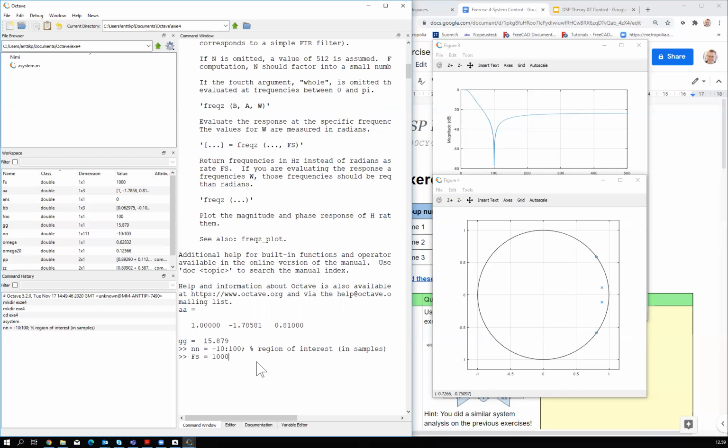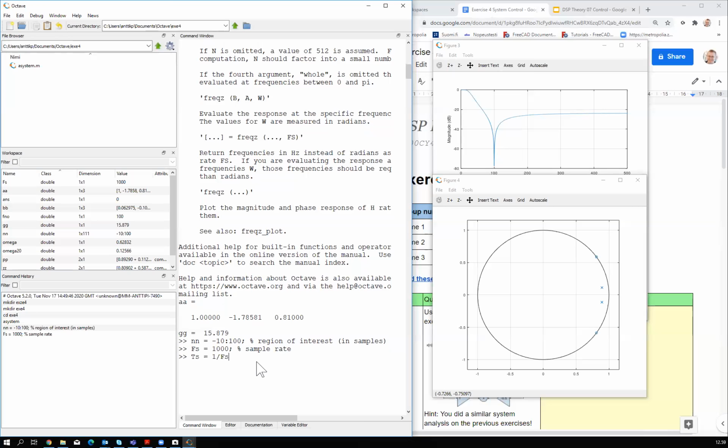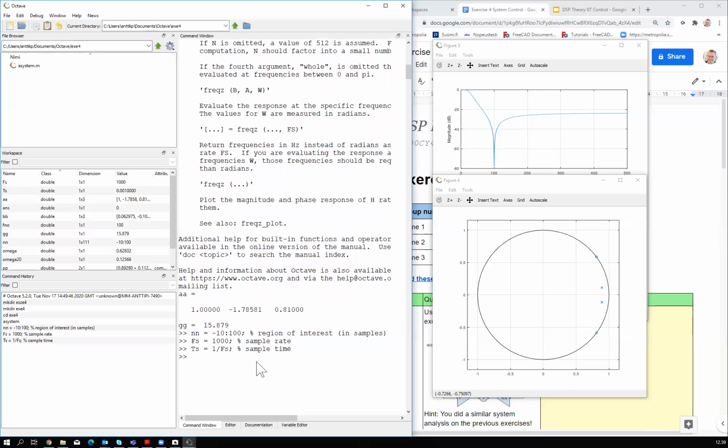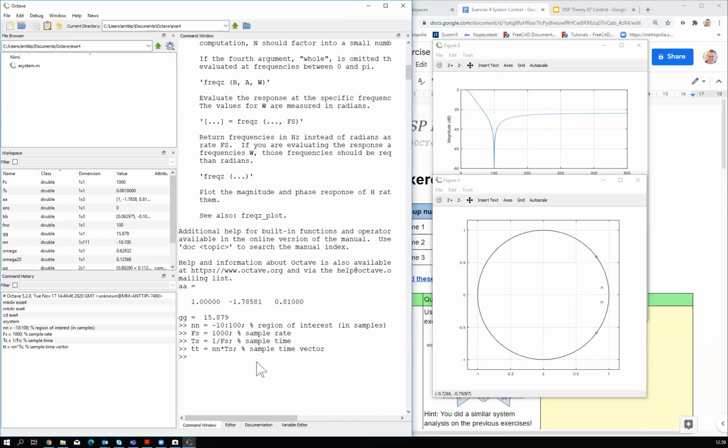We could have a sampling rate there also, but it does not really make much difference. Just remember that if you know the sampling rate, then you can tie everything into the real time base. So maybe I will just use something here: sample rate. And at the same time, I could calculate the sample time. Then I can do the time vector, which is simply nn times ts, the sample time vector. Those are the points where the samples are made.